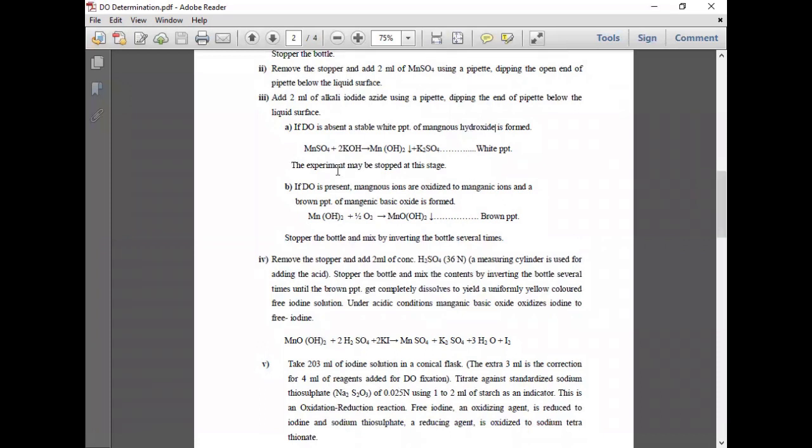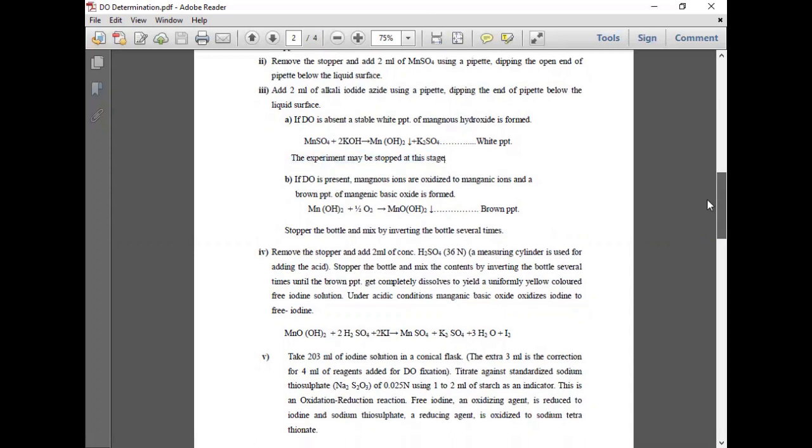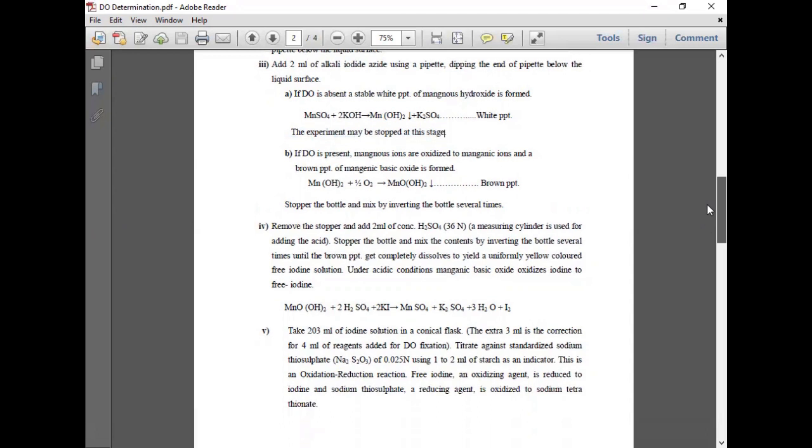So the experiment can be stopped at this particular stage. Why stop? Because we have already got the value of DO. The DO value is 0, and you can put that in the observation table. There is no need of any calculation, right? So DO is 0. But now what happens if the DO is present?